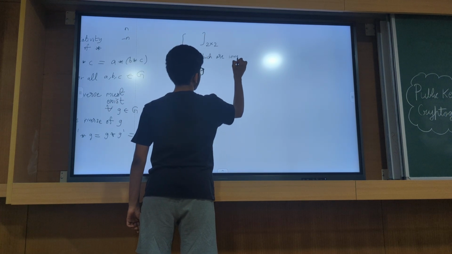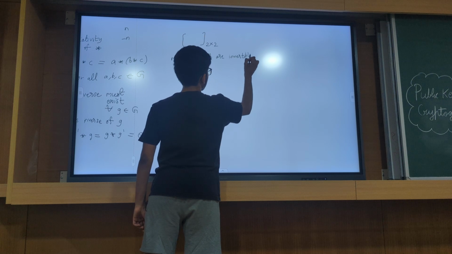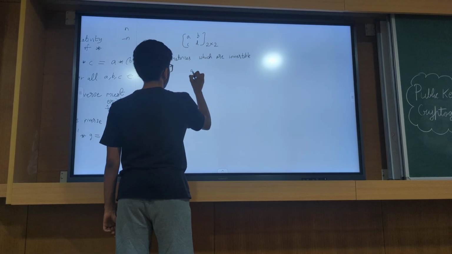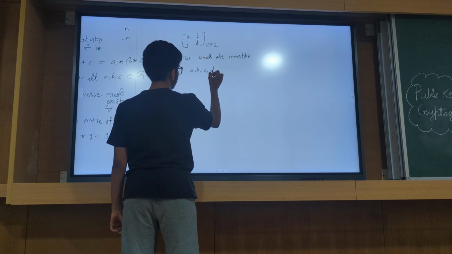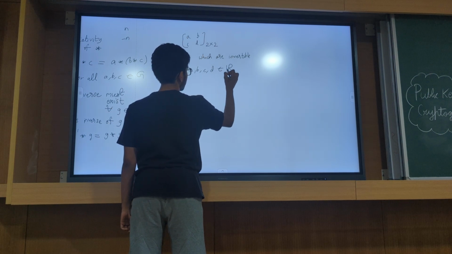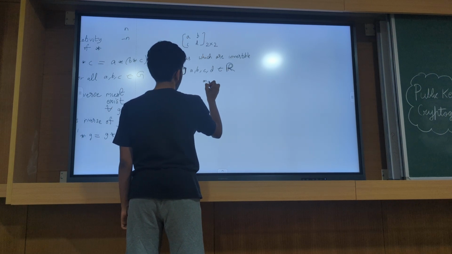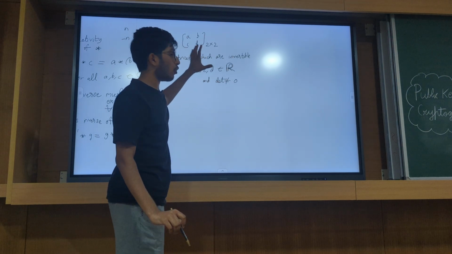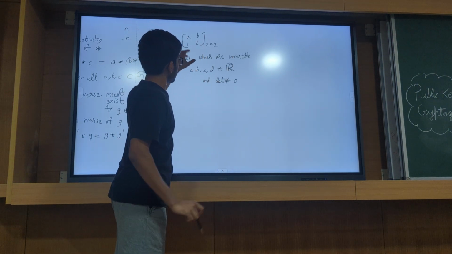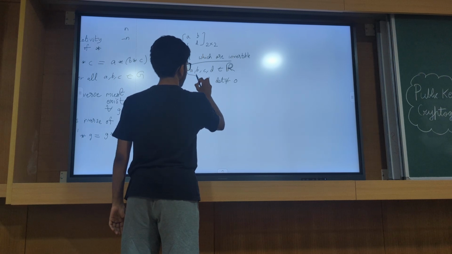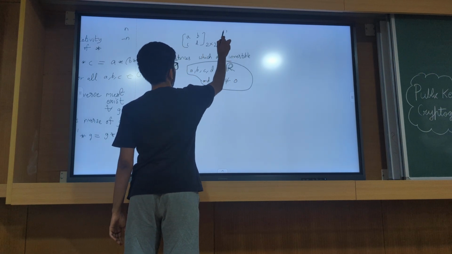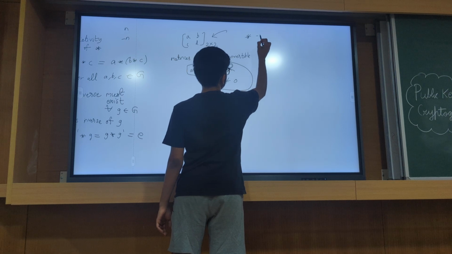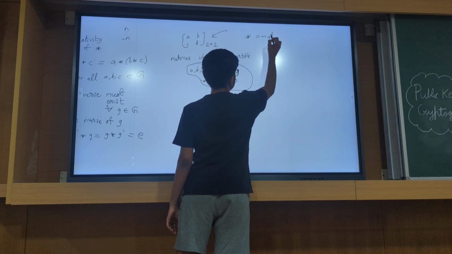Matrices which are invertible, A, B, C, D, where A, B, C, D belong to real numbers, let's say, and determinant not equal to 0. So if you take the set of all such matrices, where A, B, C, D belong to R and the determinant is not equal to 0, and let's say you define the binary operation star as matrix multiplication.